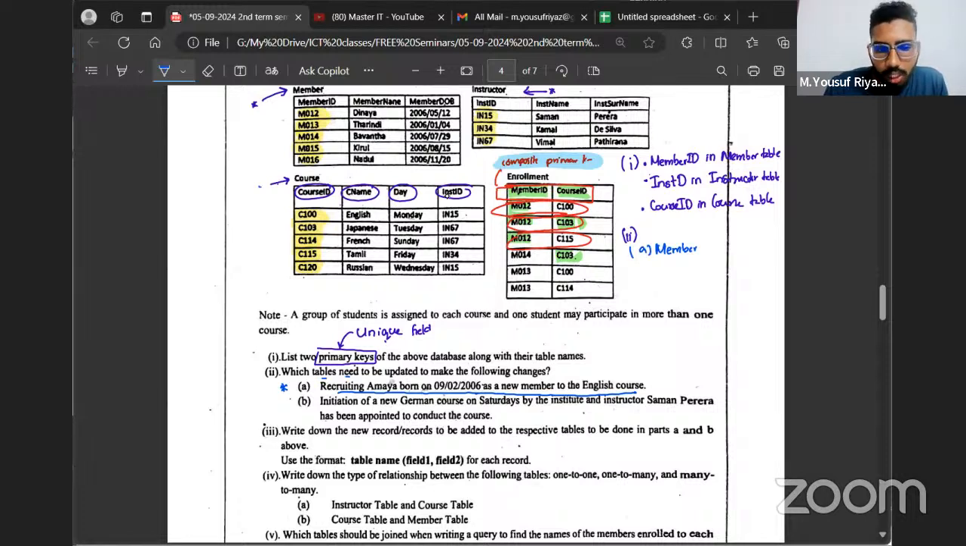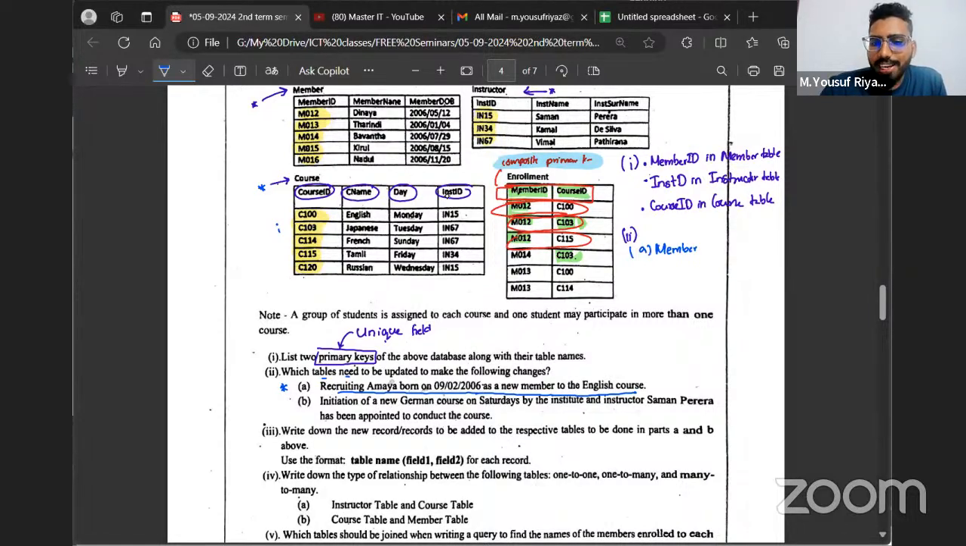Have they mentioned the course Amaya is going to follow? Yes, they have mentioned that Amaya is going to follow the English course. Look at the course table and tell me, is the English course already available? Do you already have a record about the English course? Yeah. So should we update the course table? No. It is already there. We don't have to update.